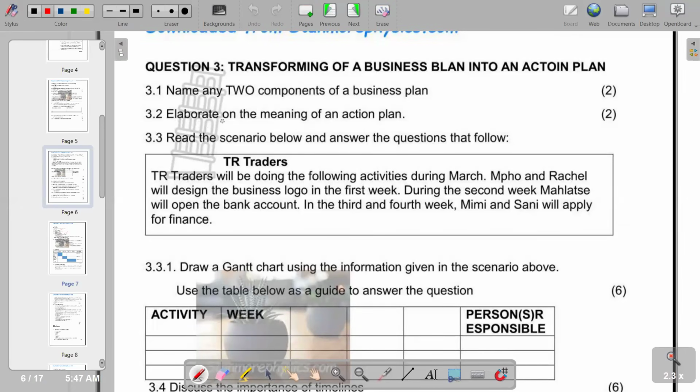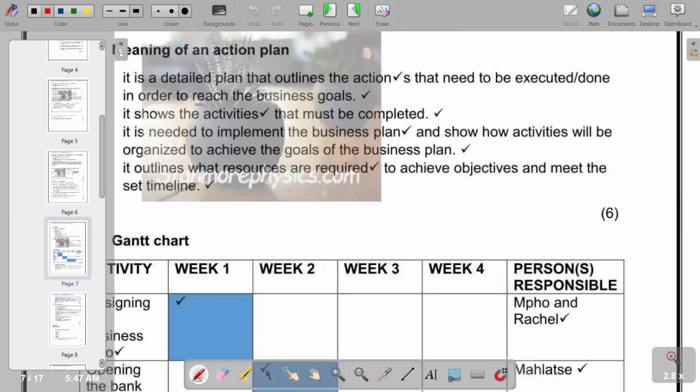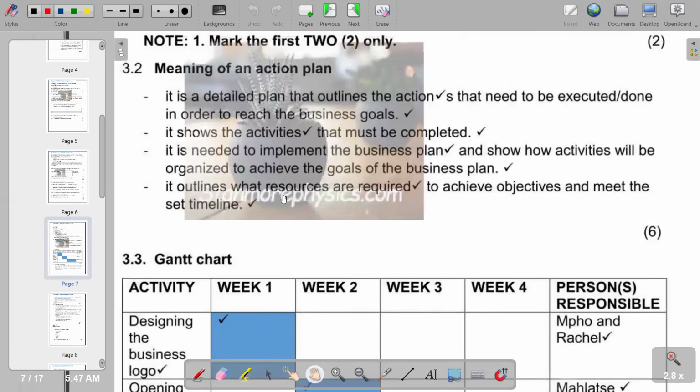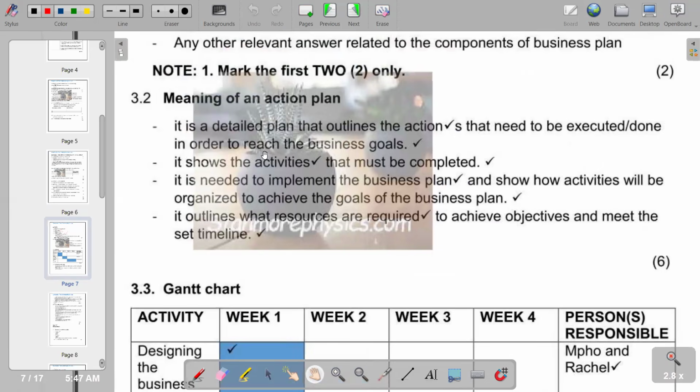So, these are the components that we have. Question 3.2, elaborate on the meaning of action plan. So, an action plan is a detailed plan that outlines the action that is to be executed in order to reach the business goals. Alternatively, you can say it shows the activities that must be completed. It is needed to implement the business plan and shows how the activities will be organized to achieve the goals of the business plan. It outlines what resources are required to achieve objectives and meet the set timeline. So this explains the meaning of an action plan.